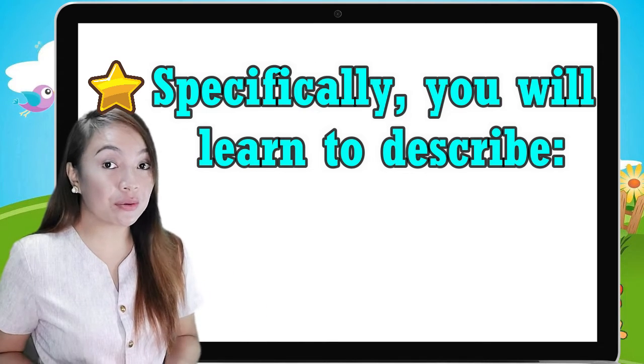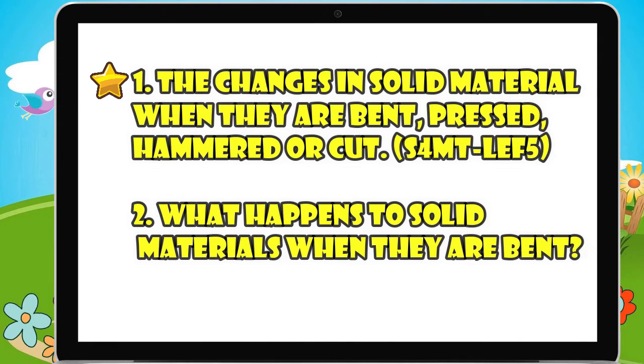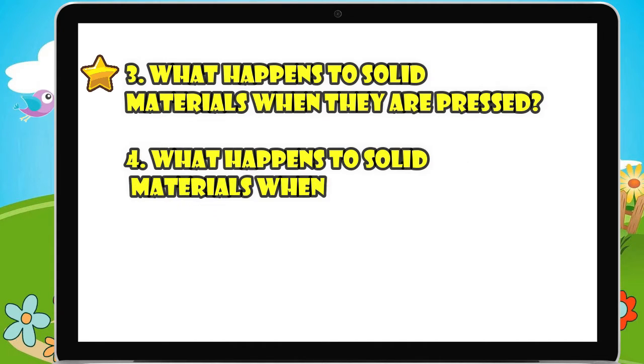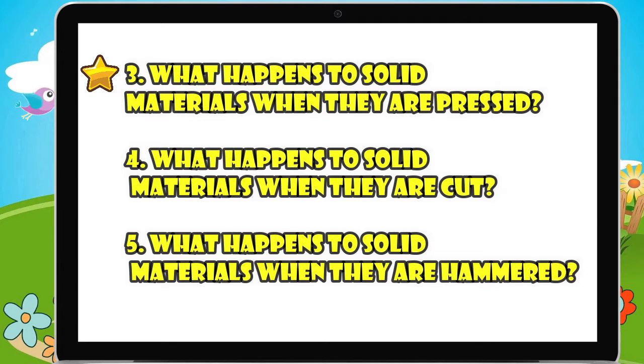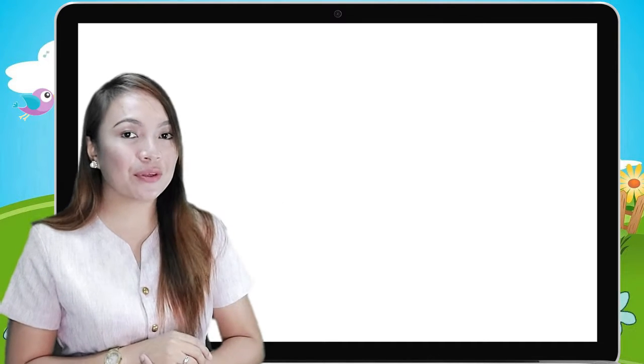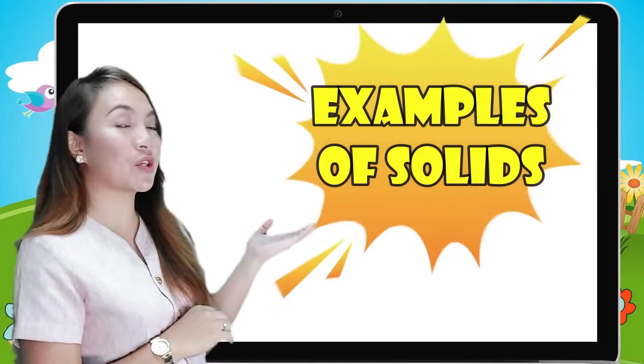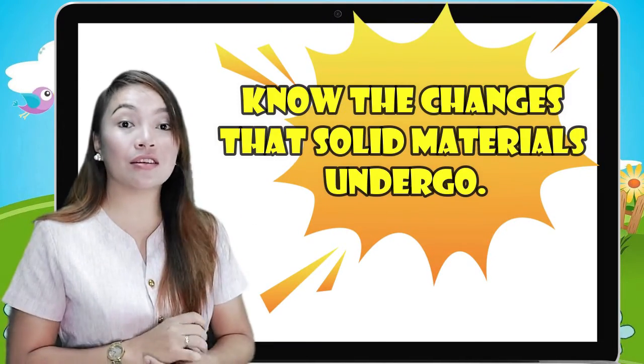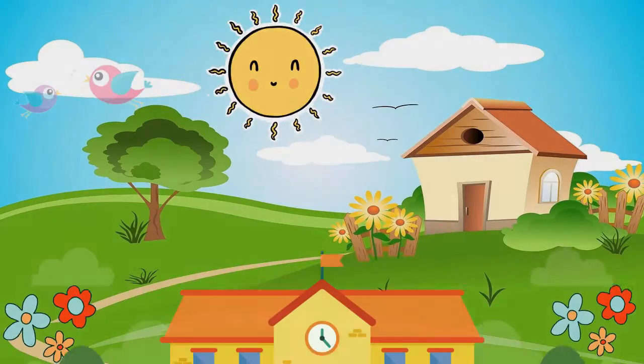Specifically, you will learn to describe first, the changes in solid materials when they are bent, pressed, hammered, or cut. Second, what happens to solid materials when they are bent? Third, what happens to solid materials when they are pressed? Fourth, what happens to solid materials when they are cut? And lastly, what happens to solid materials when they are hammered? This lesson can help you identify examples of solids and know the changes that the solid materials undergo.